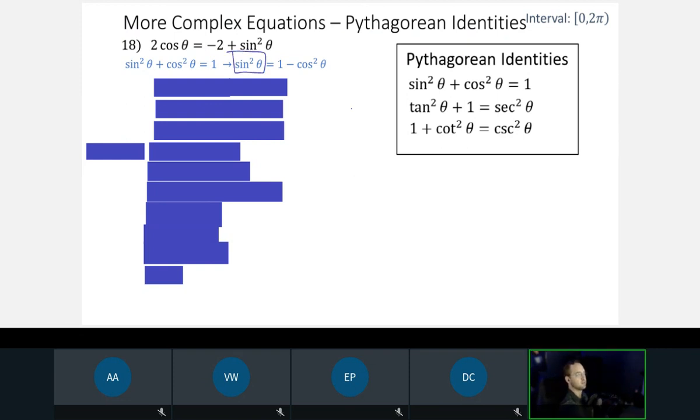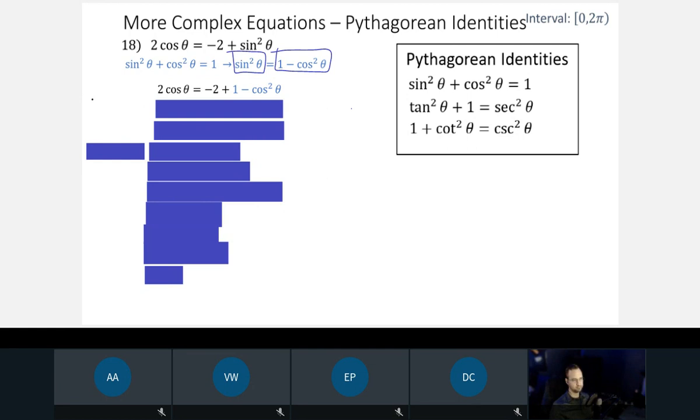Okay, so sine squared theta is equal to this. So I'm going to replace sine squared theta in my original problem with what it equals, based on that identity. So I write 2 cosine theta equals -2 plus, and now sine squared theta becomes 1 minus cosine squared theta. And now our problem has just one trig function, cosine. Pretty cool, right?